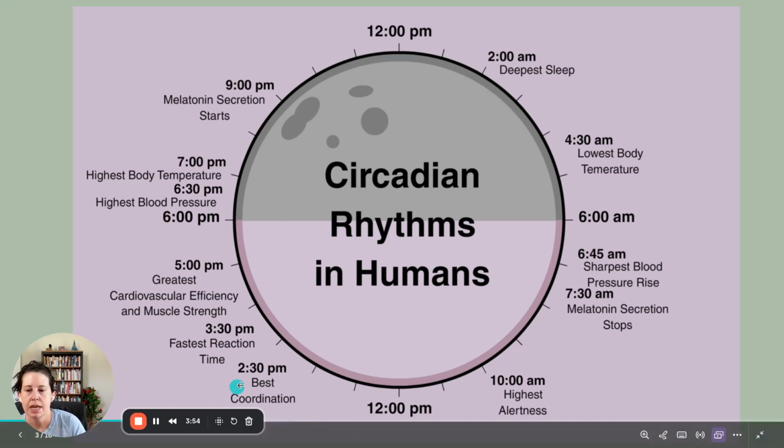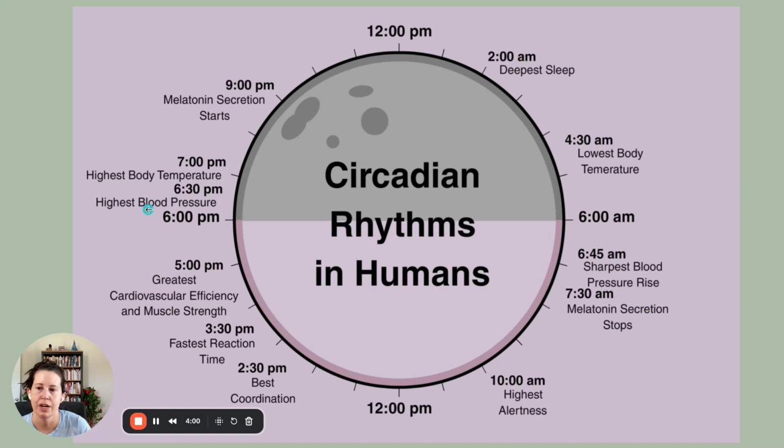There's a particular time of the day where your coordination is good, your reaction time, you're stronger and weaker at different times of the day. Your blood pressure looks different at different times of the day. Your body temperature looks different at times of the day. I want to point out two things: this melatonin secretion start, and then we'll also look at this lowest body temperature.